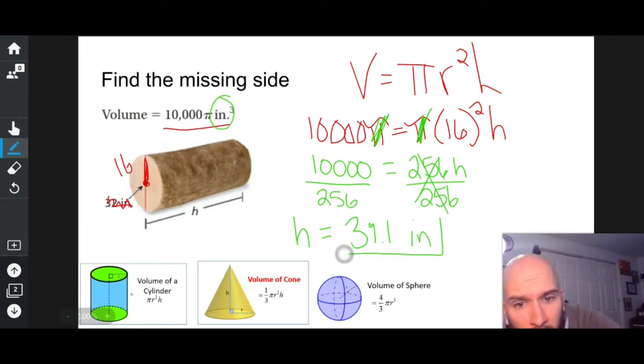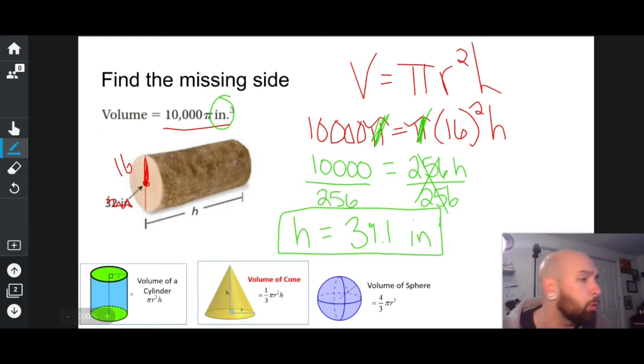Now, why am I not saying inches cubed? I mean, I dealt with volume. I did deal with volume. But I'm finding a length. And if I'm finding a length, it's just going to be regular inches or regular feet or regular meters or whatever it is I have to deal with. Okay, so if I'm asked to find the missing side, I write out the volume formula for whatever I'm dealing with, I plug in what I know, and I work my way backwards.